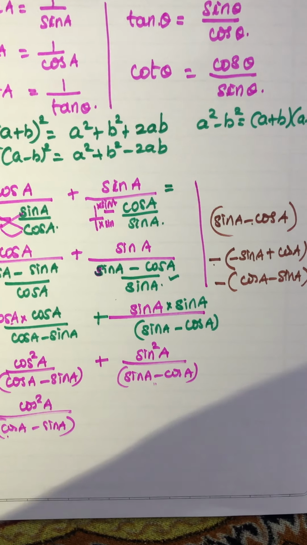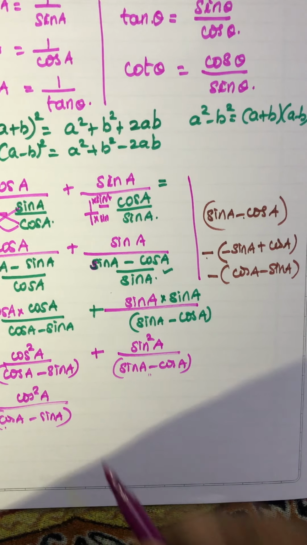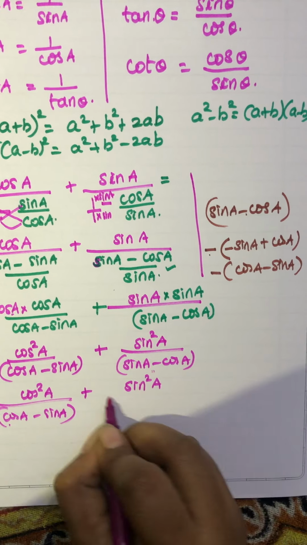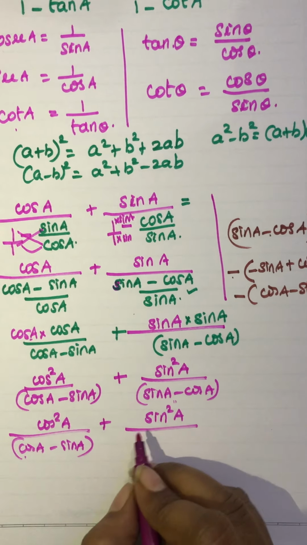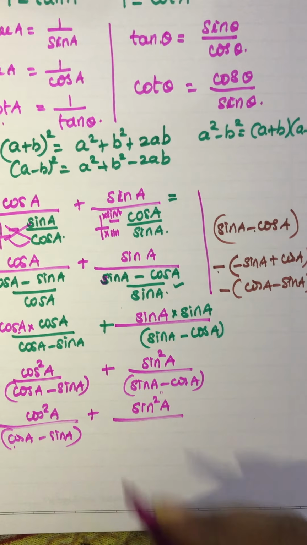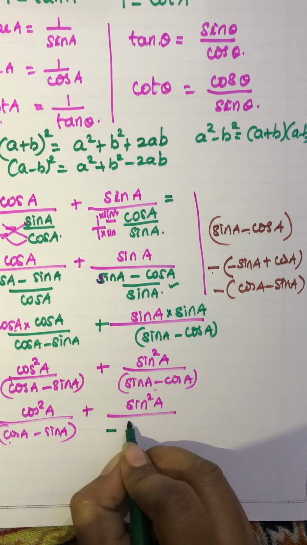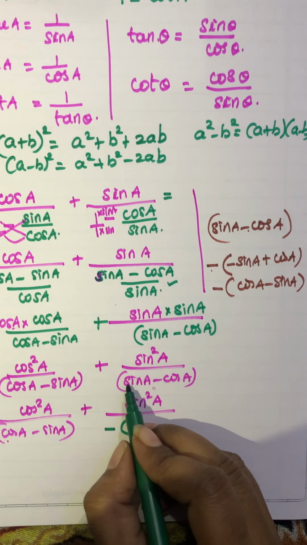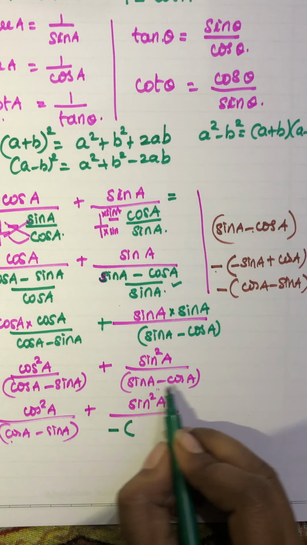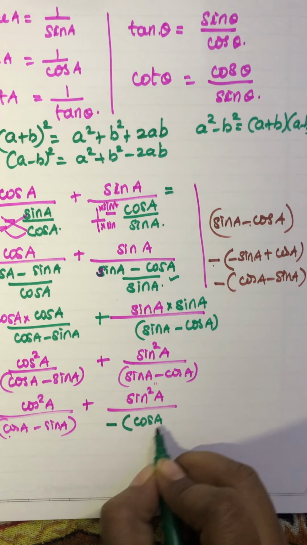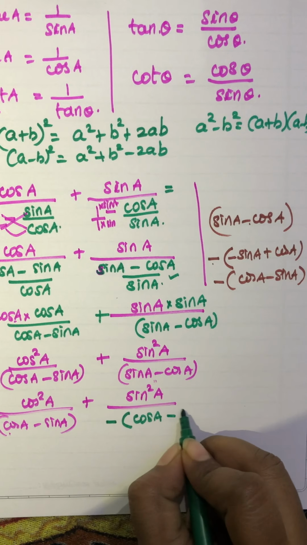Okay, see, this is plus, so in sin square A, you are taking minus outside. So take your minus, this is minus. So what do you get? This sin A becomes minus, cos A becomes plus. So write here plus cos A and minus sin A.